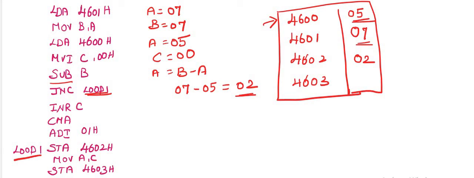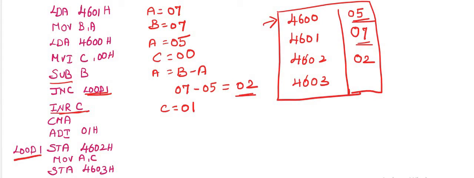Suppose the carry is present, that is, in the negative number. So we have to increment the carry, INR C. So INR C means here it is incremented. So now the C value will be C equal to 01.